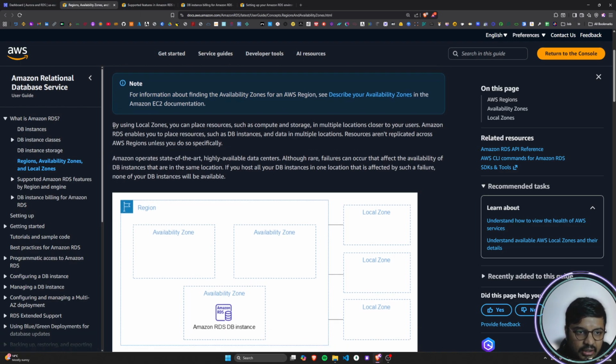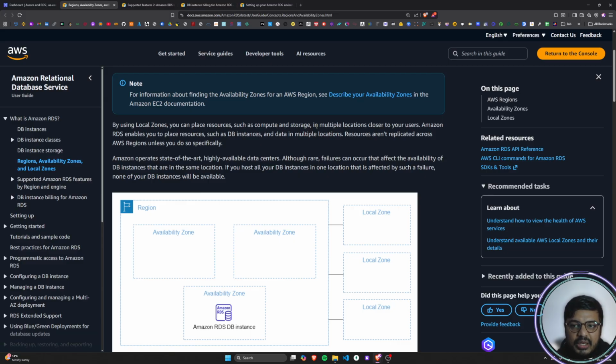Note, for information about finding availability zones in an AWS region, you can go to this link in the Amazon EC2 documentation. By using local zones, you can place resources such as compute and storage in multiple locations closer to your users, right? So if we have an application which is used by worldwide users, we will not keep a central location. Let's suppose we will not only keep US East 1 and serve all the traffic from US East 1 itself. Why? Because in that particular case, the latency will become very, very high, right?